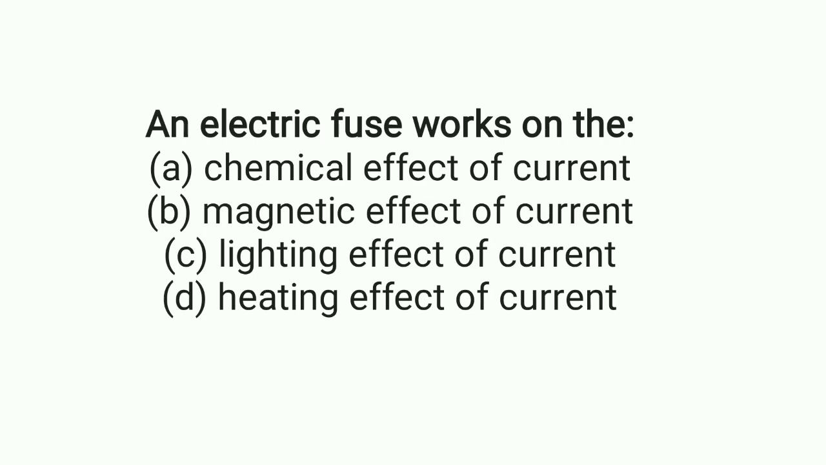Next question. An electric fuse works on the option A chemical effect of current, option B magnetic effect of current, option C lighting effect of current, option D heating effect of current. See, the fuse works on the heating effect of electric current because the electric fuse has a low melting point. So as the current in our home exceeds the limit, it will break. So the circuit will break and we can prevent damage to the electrical appliances.